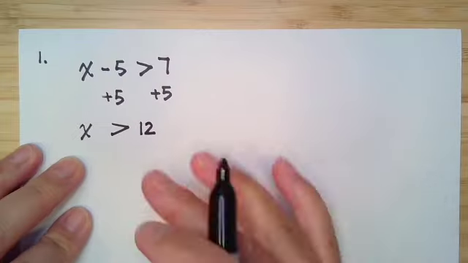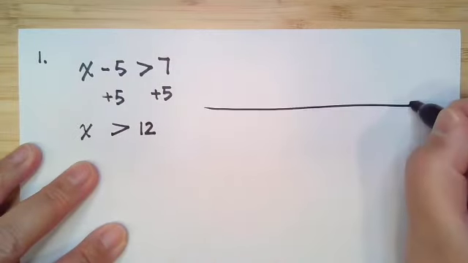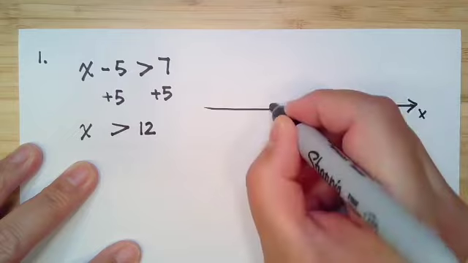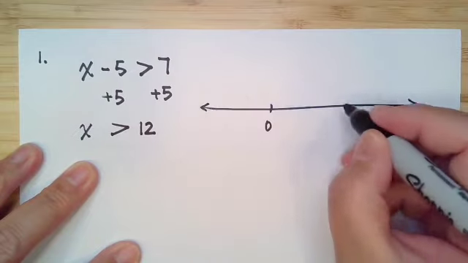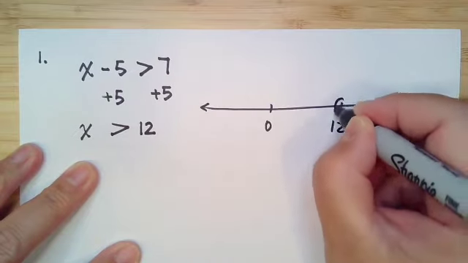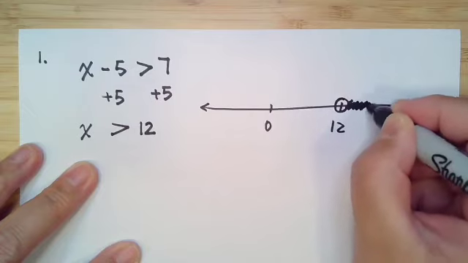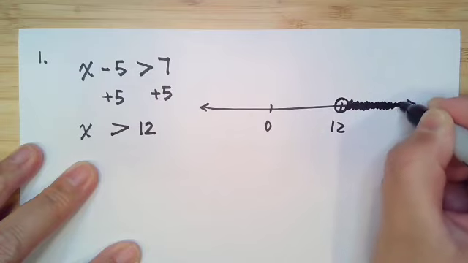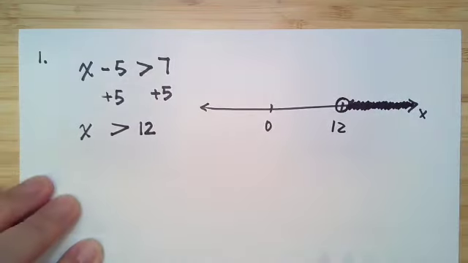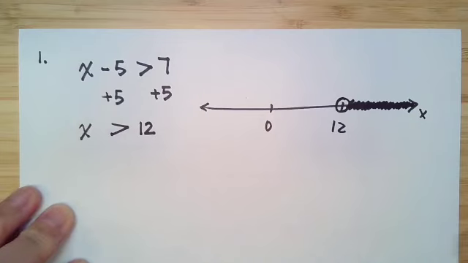We have the solution. So if you want to show this, that'll be 0, and here is 12, an open circle, and then you mark the area. You mark this part to the right of it. So that's your answer. Okay, that's number 1.